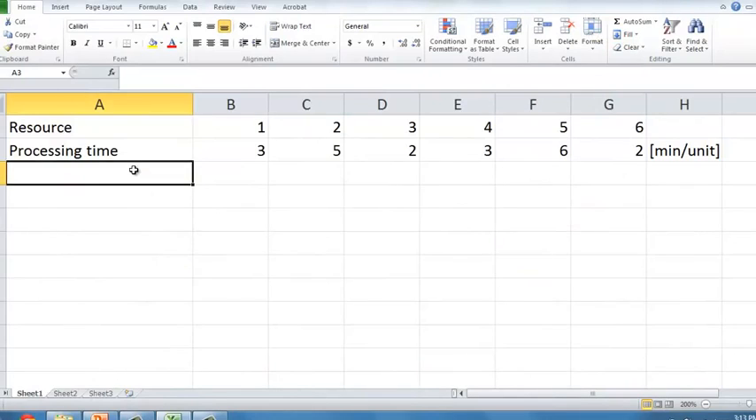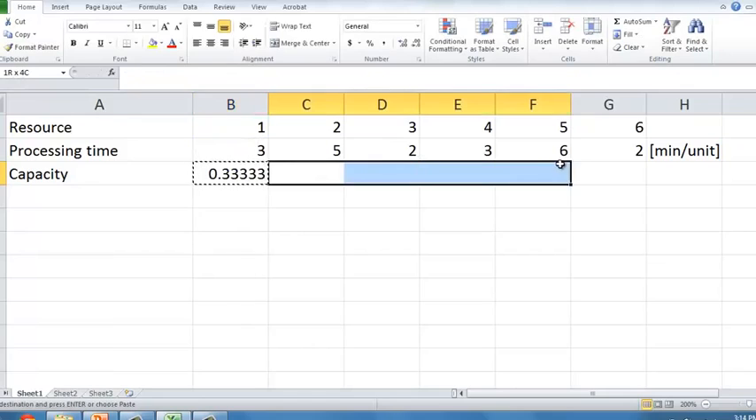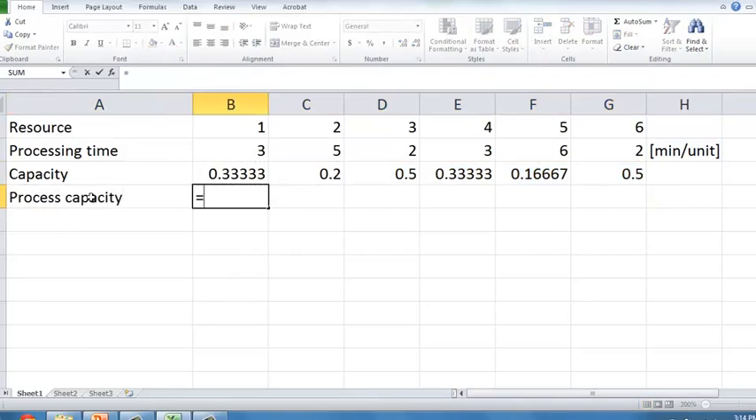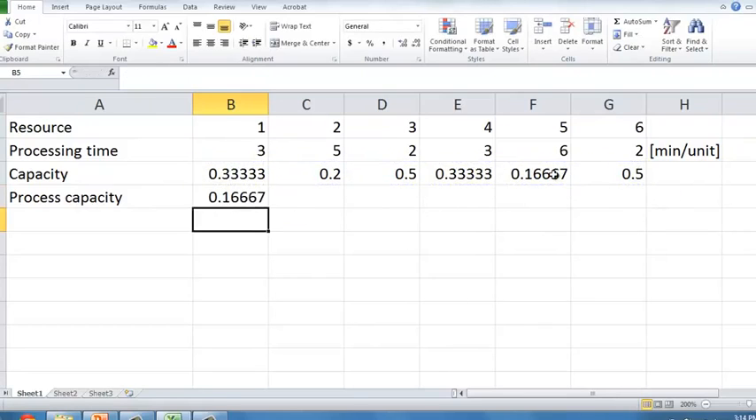Alright, let's review these calculations in Excel. So the first thing that we're going to do is compute the capacity of each of the resources as 1 divided by the corresponding processing times. This is now expressed in units per minute. Next, we're going to compute the process capacity as the minimum of the individual capacity levels, which determines that indeed station 5 is, as we expected, the bottleneck.